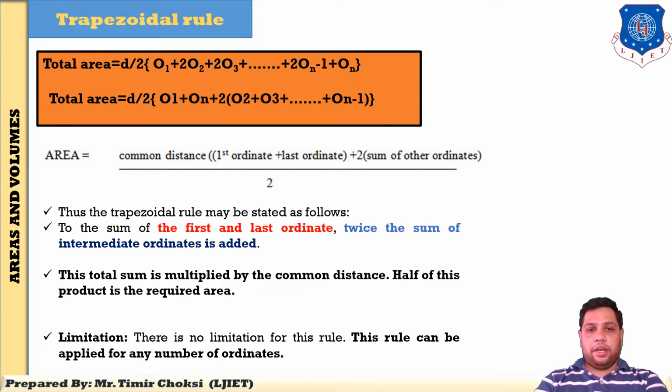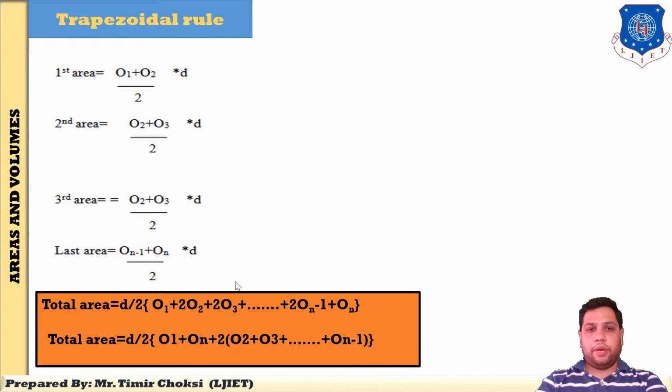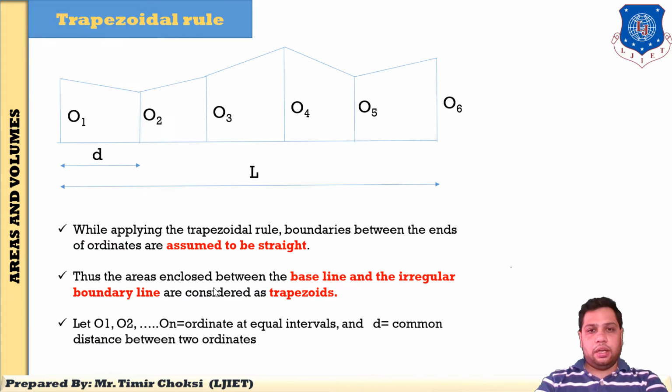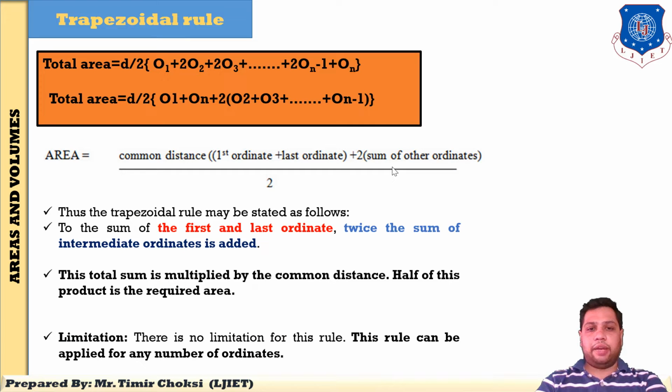There is no limitation for this rule, because this rule can be applied for any number of ordinates. There are two types, even ordinates or odd ordinates, but in the trapezoidal rule particularly there is no limitation. This rule can be applied for any number of ordinates, even or odd. Here I have taken 6 ordinates: 1, 2, 3, 4, 5 and 6. So these are even ordinates. I could also take odd ordinates, any type of ordinates, and this rule can be applied.